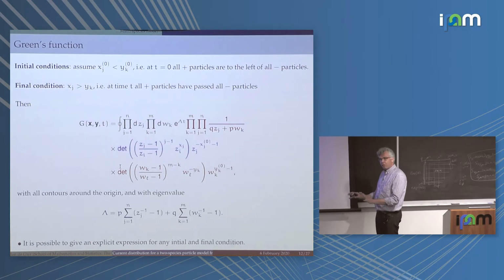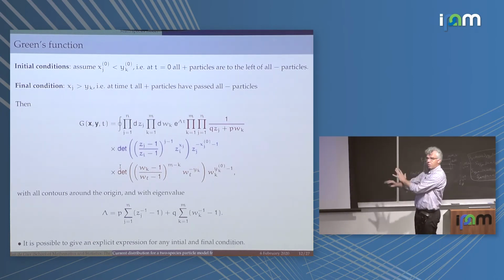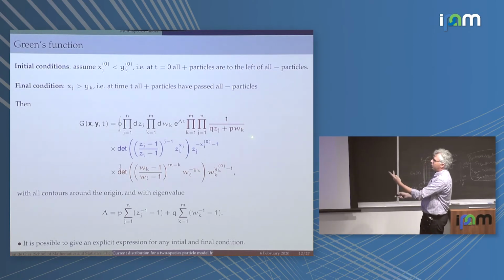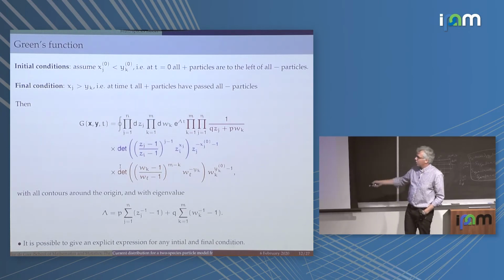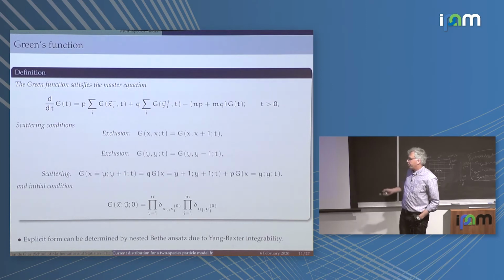But because there is an interaction, we now have to add something for what happens if the plus and minus families interchange, and that's this red bit here. So every time you have an interchange of a plus and minus particle, you get an additional factor that looks like this, 1 over qz plus pw. And then you integrate over all z's and w's to satisfy the initial condition. So this red product implements this third scattering type of relationship. And the integration implements the initial condition.